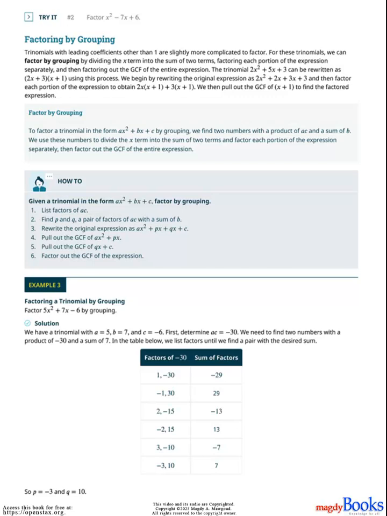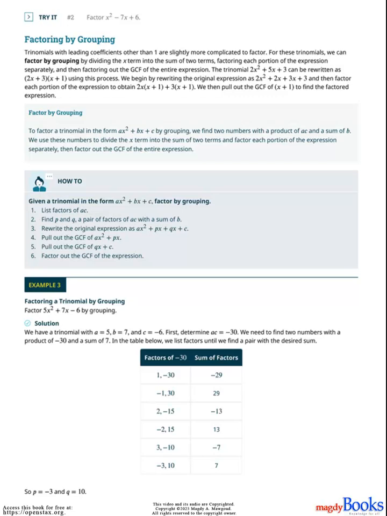Example 3. Factoring a trinomial by grouping. Factor 5x squared plus 7x minus 6 by grouping. Solution. We have a trinomial with a equals 5, b equals 7, and c equals negative 6. First, determine ac equals negative 30. We need to find two numbers with a product of negative 30 and a sum of 7. In the table below, we list factors until we find a pair with the desired sum. Factors of negative 30. Sum of factors.